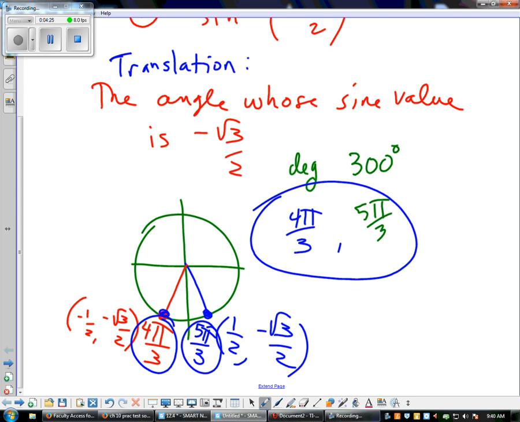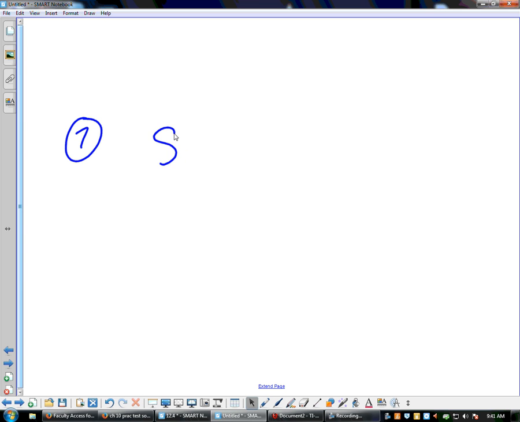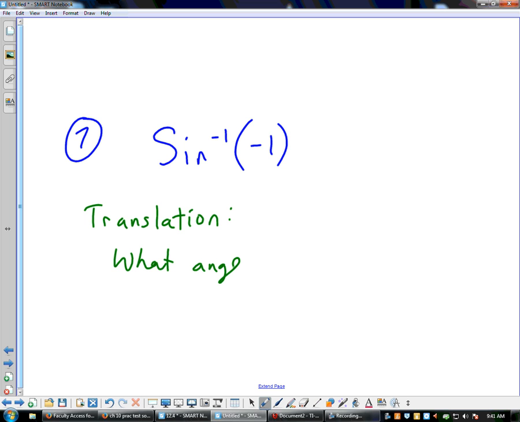All right, let's switch gears and talk about number 7. For number 7, it says find capital sine inverse of negative 1. The translation for this is a little bit different because of the capital S. The translation would be: what angle between negative pi over 2 and pi over 2 has a sine value of negative 1?